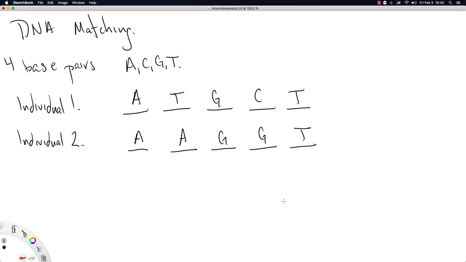So we can turn this into a binomial problem by asking, of the 5 base pairs, how many match? When they match, we'll mark it a 1, and when they don't match, we'll mark it a 0. And we've thus created a sequence of Bernoulli observations. And there is some underlying probability P that any 2 base pairs match for 2 randomly chosen individuals.